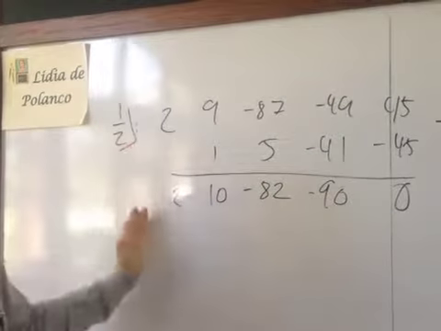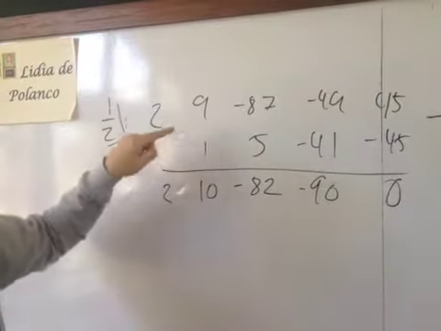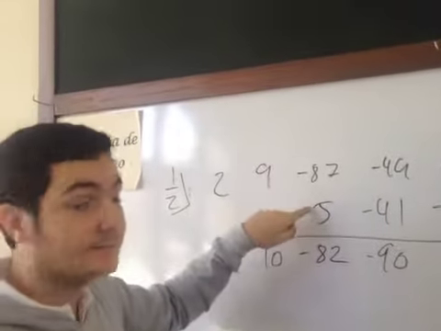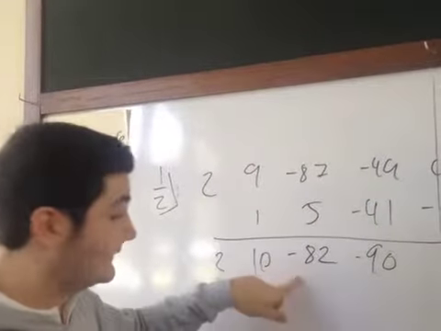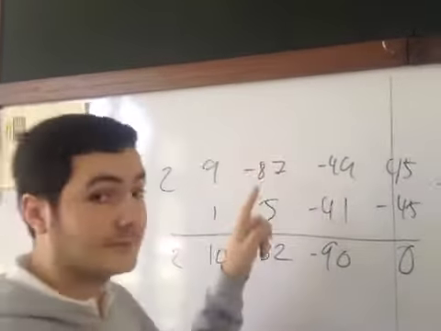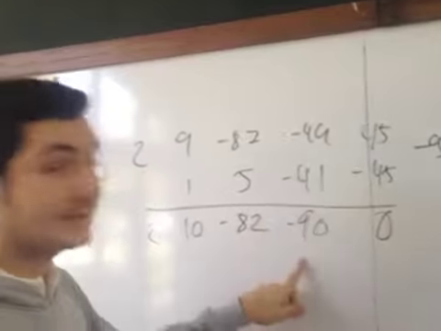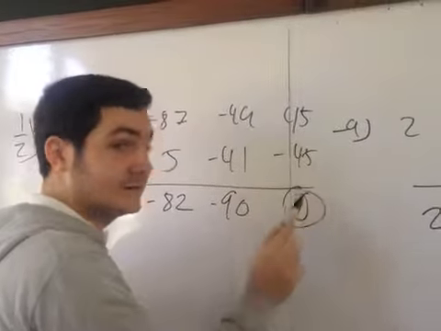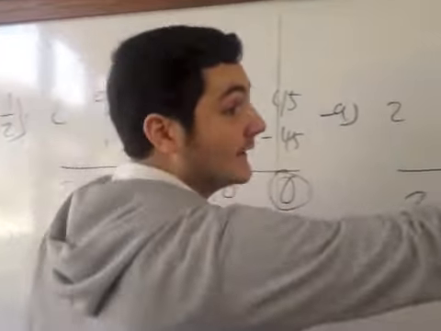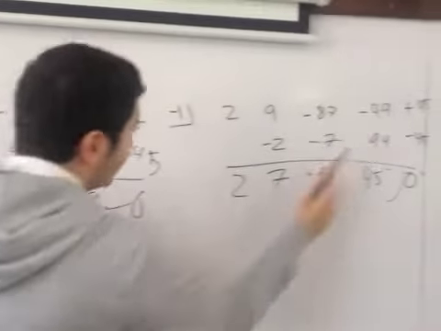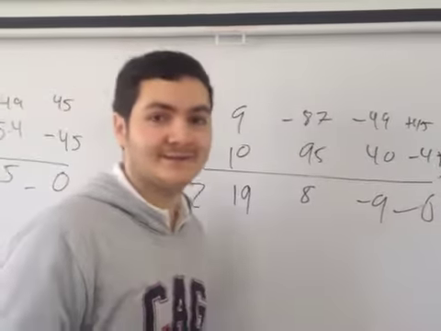You drop the 2, this times this equals 1, this added equals 10, this times this equals 5, you add it and it's negative 82, then that times this equals negative 41, you add it, negative 90, and then, ooh, it's a 0 because you add it, it's a 0. So you get a 0 here, it's true. And as you can see, I tried every one, it equals 0, 0, and 0. So we had the answers correct.